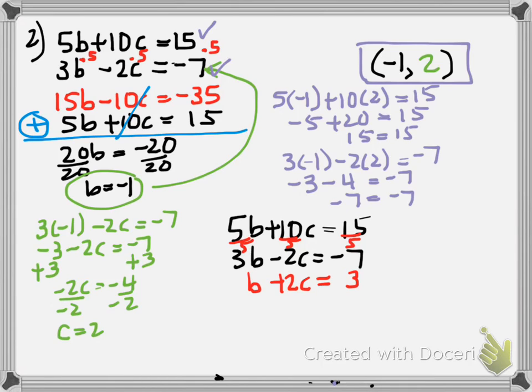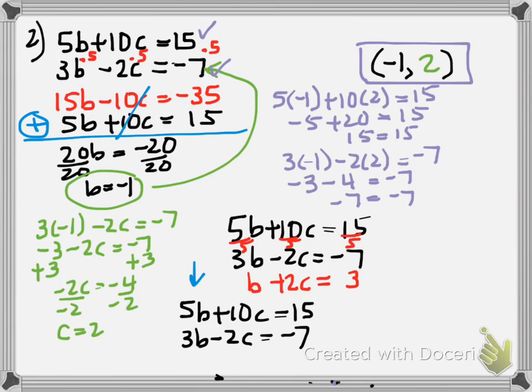All right, let's do one more. This one I'm going to tell you, you have to do something specific. So we have 5b plus 10c equals 15, and 3b minus 2c equals negative 7. What if I told you you have no choice but to get rid of the b's? That's your only option. I will not let you get rid of the c's. You may not eliminate the c's. What could you do to get the coefficients to match and have opposite signs?